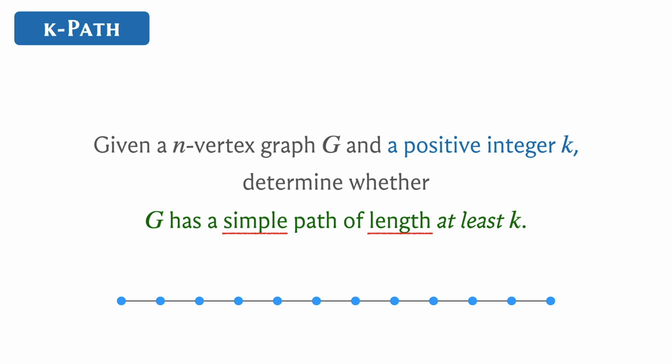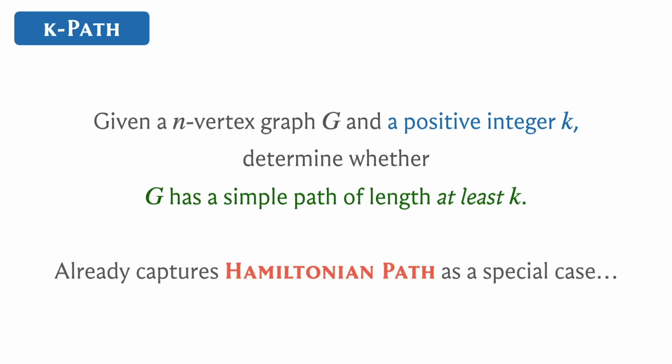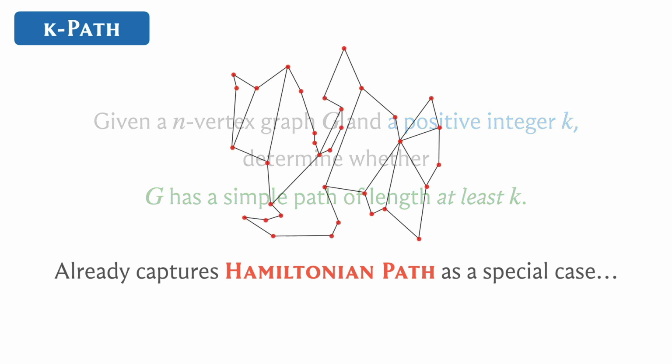Now notice that k-path generalizes the Hamiltonian path problem, which essentially asks if there is a path that visits every vertex of the graph exactly once, and that's essentially k-path with k set to n. I'm sorry that in this diagram what's highlighted is a Hamiltonian cycle and not a Hamiltonian path, but you get the picture.